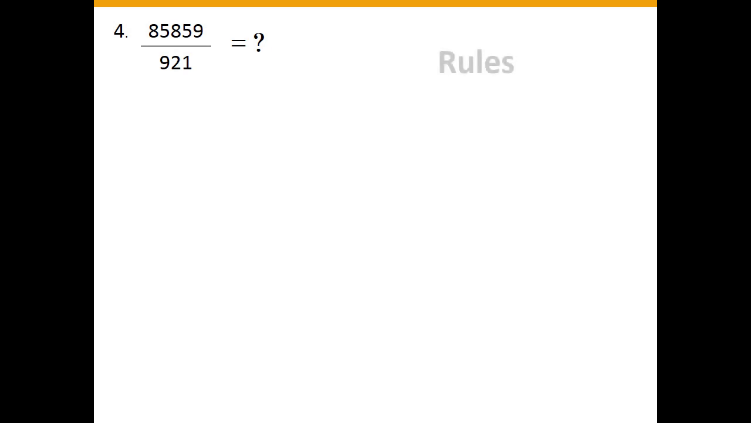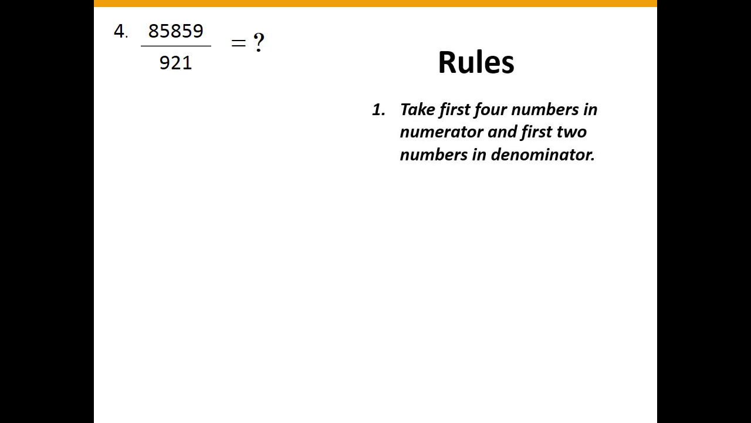Then see the rules for the trick. What is the rule? Take the first 4 numbers in the numerator and the first 2 numbers in the denominator. Because see the difference, friends. See the digits in the numerator and denominator. The numerator has 5 digits, but the denominator has 3 digits. 5 minus 3 is equal to 2. So the numerator is greater than the denominator, and it has 2 digits extra. So we took 4 numbers in the numerator and first 2 numbers in the denominator. So let's proceed with the trick.